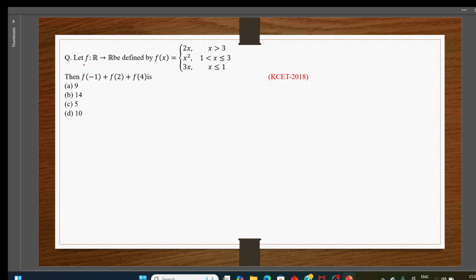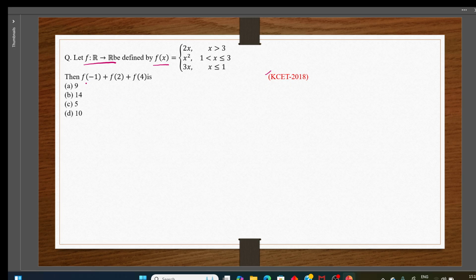Let f be a function from R to R defined by f of x is equal to 2x when x is greater than 3, f of x is equal to x square when x is greater than 1 and less than or equal to 3, and f of x is equal to 3x when x is less than or equal to 1. Then find f of minus 1 plus f of 2 plus f of 4. This question is from KCET 2018.